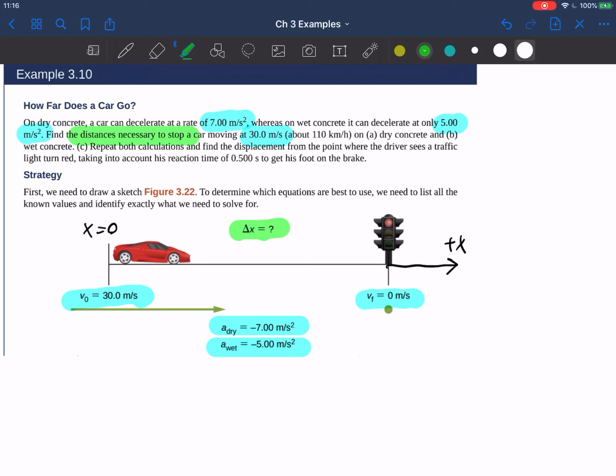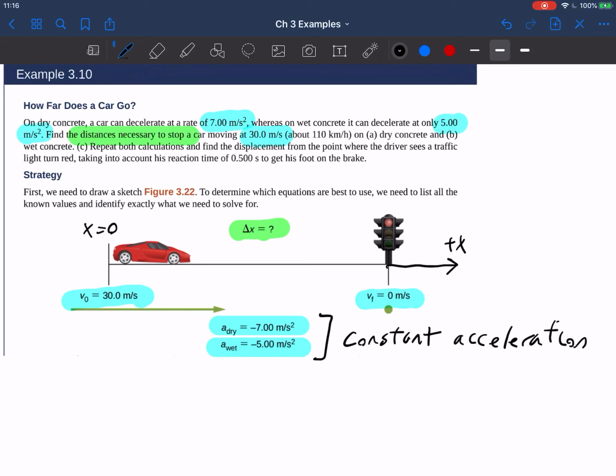Okay, so that's just setting up the problem, drawing our picture, setting up our coordinate system, writing down our knowns and unknowns. The next thing we have to do is identify which concept is relevant to solving this problem. They didn't explicitly say it in the problem, but by looking at these two numbers we can see that we have constant acceleration. The acceleration on dry concrete is equal to negative 7. It doesn't change with time, it's a constant. Same thing on wet concrete, it doesn't change with time, it's a constant.